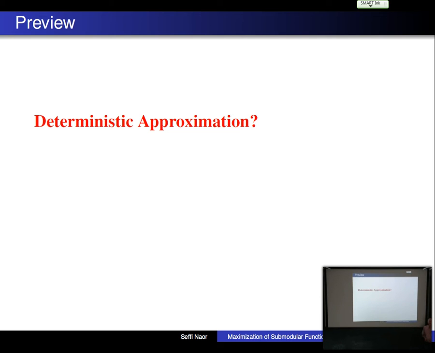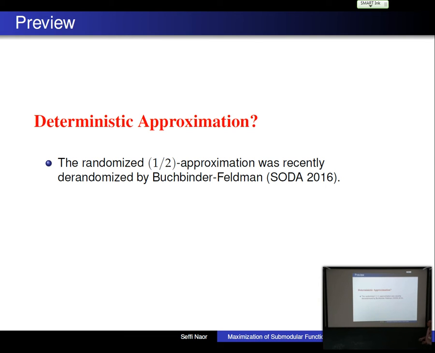The problem is it is not clear how to de-randomize the randomized algorithm using, for example, the method of conditional probabilities. This has been an open question in the last two, three years, and very recently, Niv Buchbinder and Moran Feldman showed how to de-randomize the algorithm and achieve a deterministic factor of half. And Niv will talk about this result today in the afternoon.